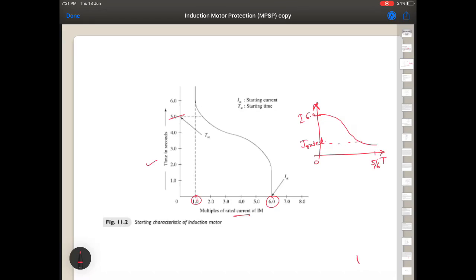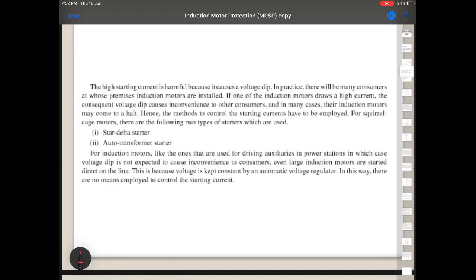What we had just analyzed in the previous slide is being explained through the graph here. Now we'll see what are the effects of starting current. What will happen if the starting current is too high? If so, then it will harm the voltage. So voltage will dip.